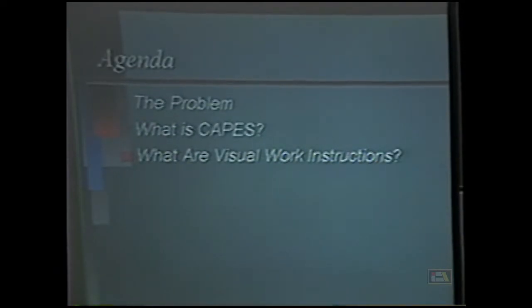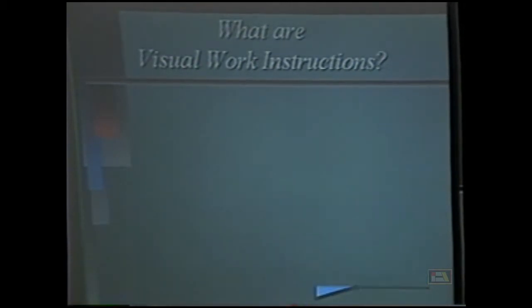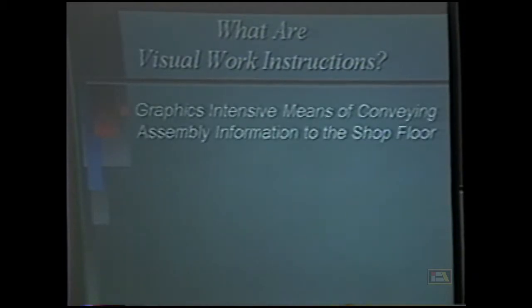So now moving on, we'll talk more about what are visual work instructions. And I think if we asked everyone in this room, you're going to get a different interpretation of that. We're going to give you our interpretation based on a lot of discussions with people in the plants. If yours varies from that, I can assure you that the product is that flexible that we can meet whatever interpretation you want to make. But basically, it's a graphic-intensive means of conveying assembly information to the shop floor.